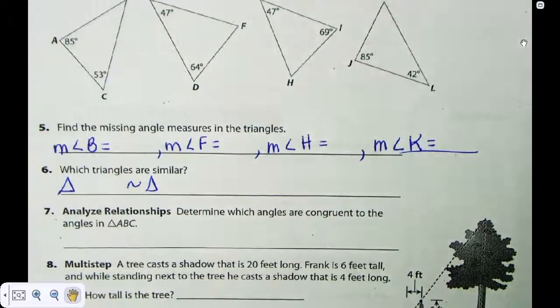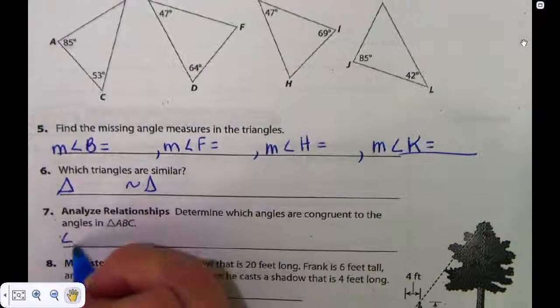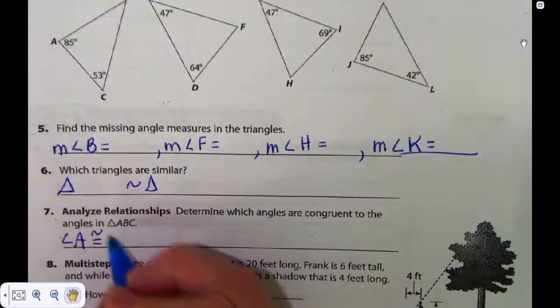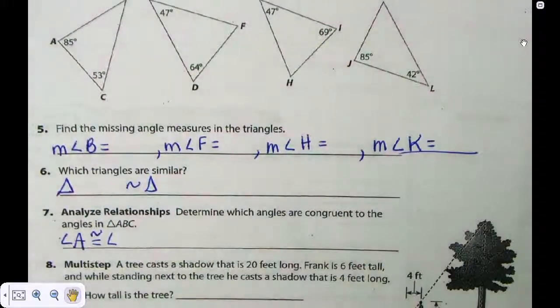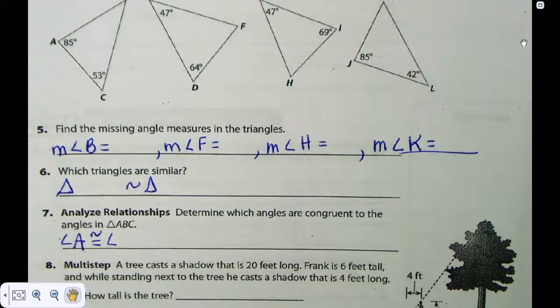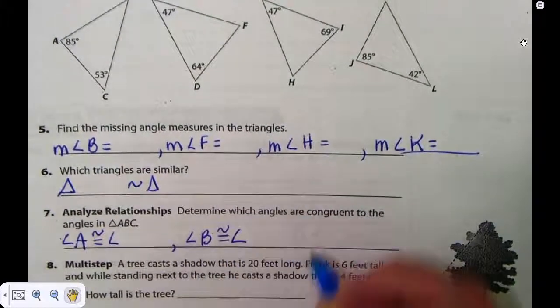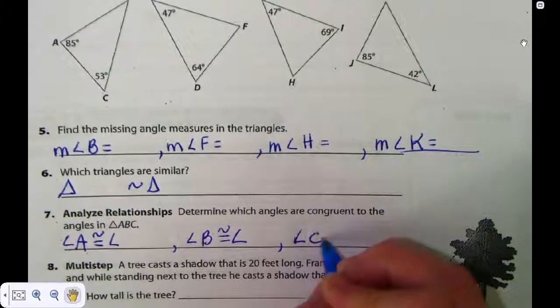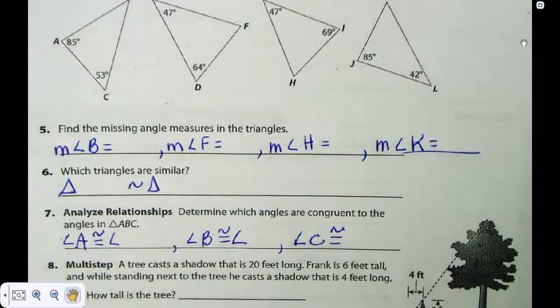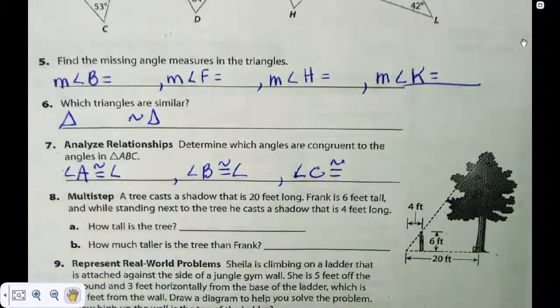Okay, number 7, for some reason, some people have been confused on. It says determine which angles are congruent to the angles in triangle ABC. All you're going to do is angle A is congruent to angle, and you're going to tell me which other angle it's congruent to. Is it congruent to G or K or J? Whichever one. And then you're going to do angle B is congruent to which angle. And then angle C is congruent to which angle. That's all you're doing.